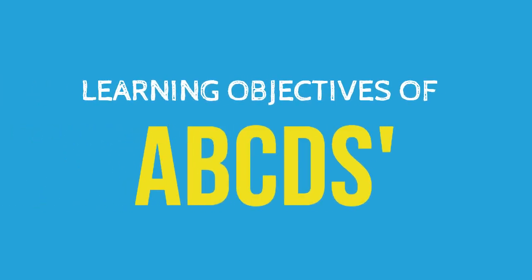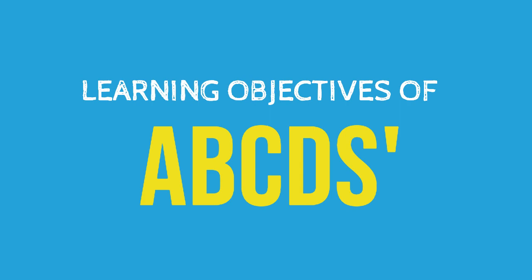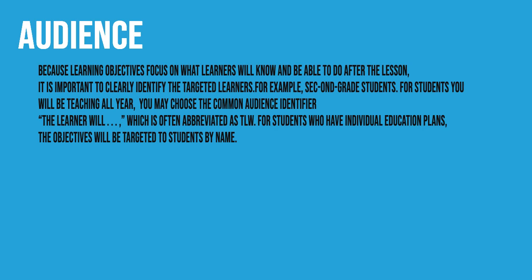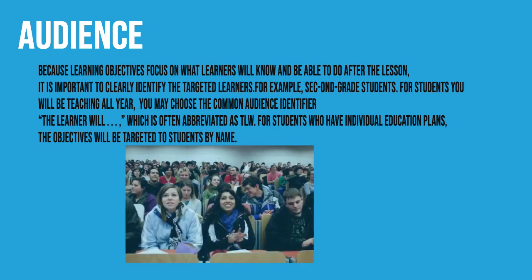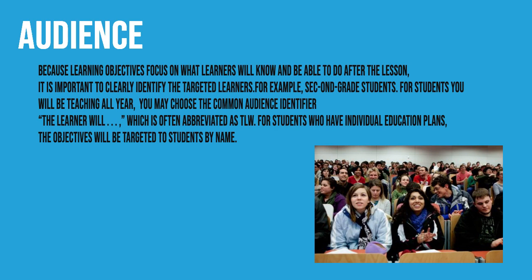Next we have the ABCDs of well-stated learning objectives. Because the learning objectives focus on what learners will know and be able to do after the lesson, it is important to clearly identify the targeted learners, for example, second grade students. For students you will be teaching all year, you may choose the common audience identifier, the learner will, which is often abbreviated as TLW. For students who have individual education plans, the objectives will be targeted to students by name.